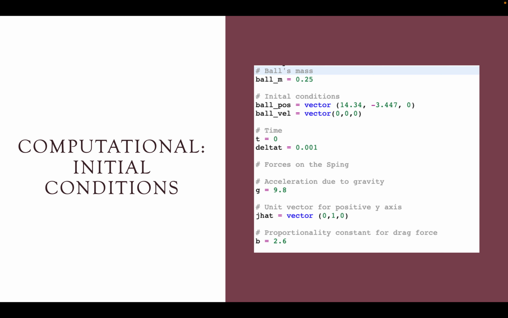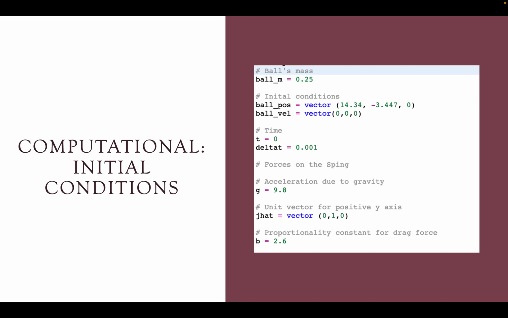For our computational model, this was where we had our predicted motion of the slinky. We started by defining our initial conditions. We had the same initial mass of 0.25 kilograms. The ball's position was defined as well as the initial velocity. We had a time start at timestamp equals 0, but we increased with each iteration at a delta t of 0.001 seconds.